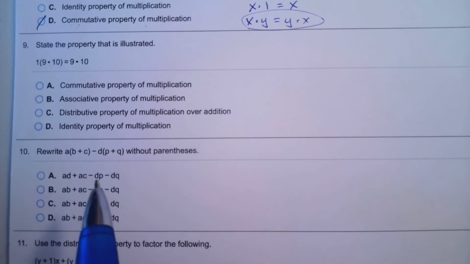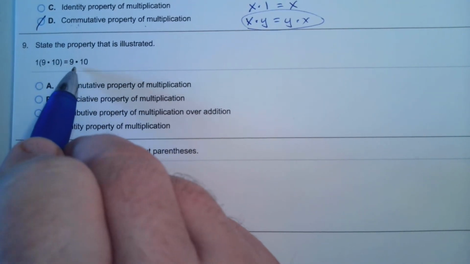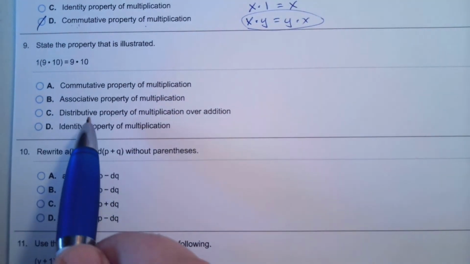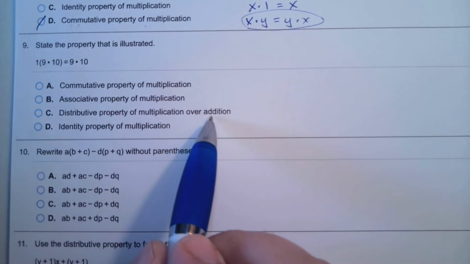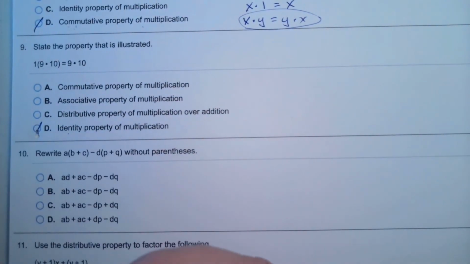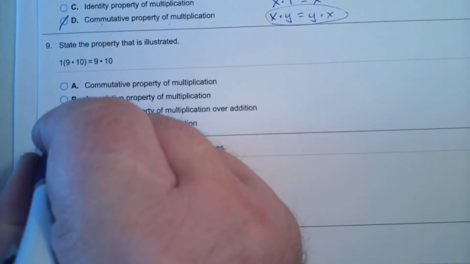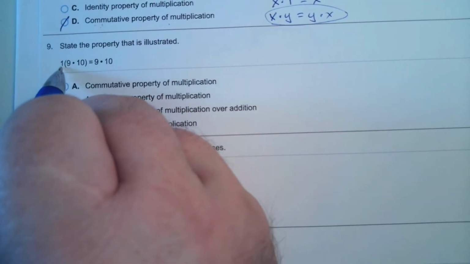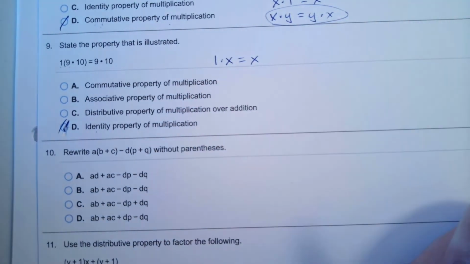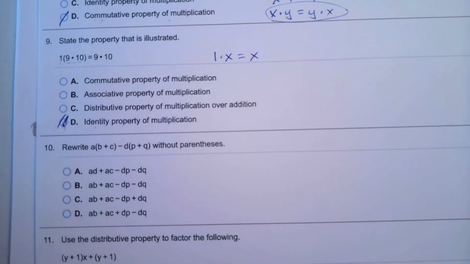Number 9. State the property. Remember, the commutative property is when you move them around. Nothing's moved around, so that's not right. Associative property, when you have more than 2? No. Distributive property of multiplication over addition? Well, there's no addition, so that can't be right. So it has to be D, because of the identity property: 1 times anything is itself. 1 times 9 times 10 equals 9 times 10. So it's the identity property of multiplication.